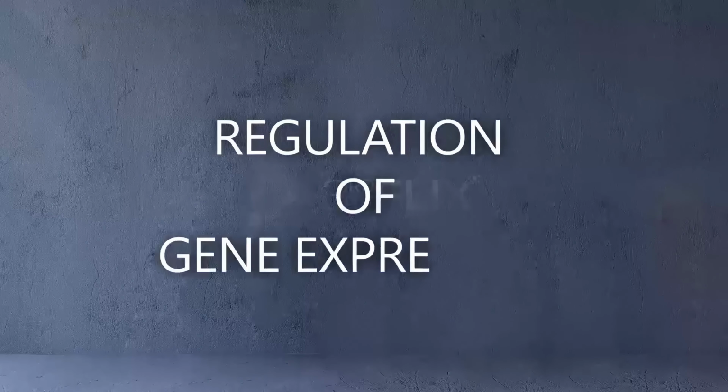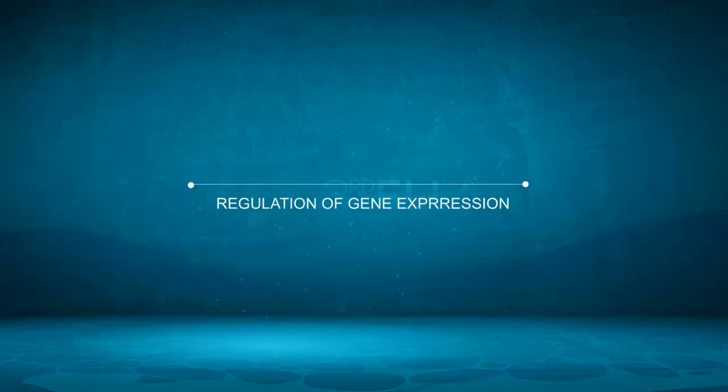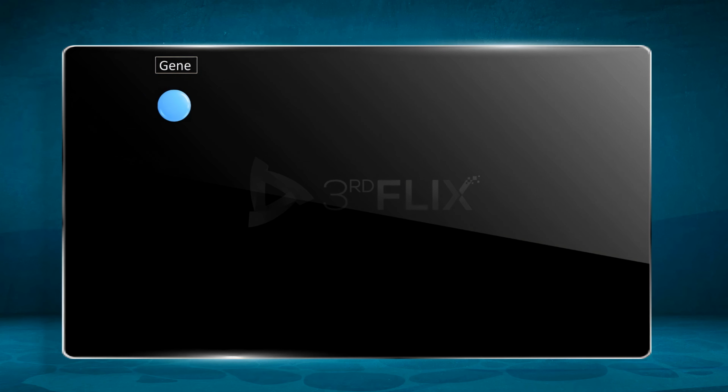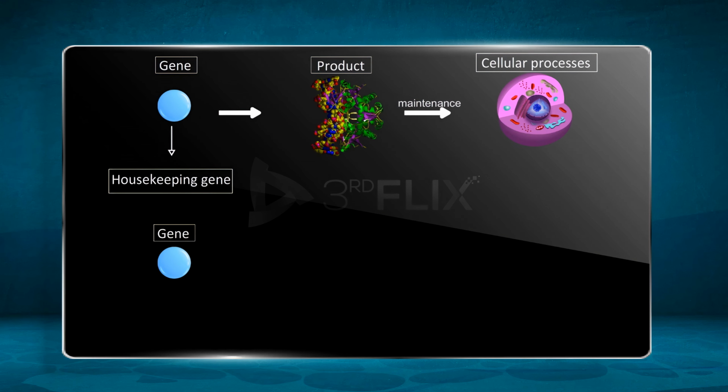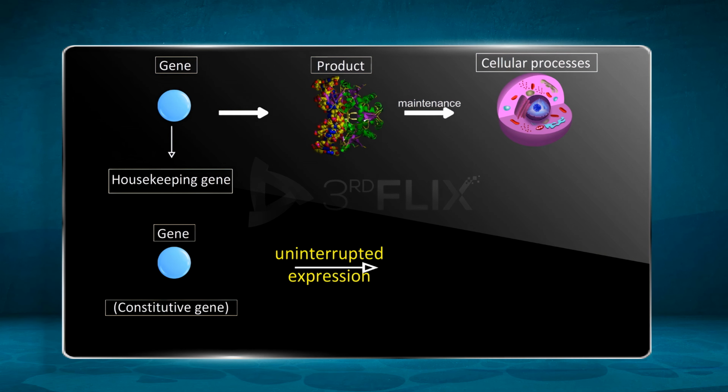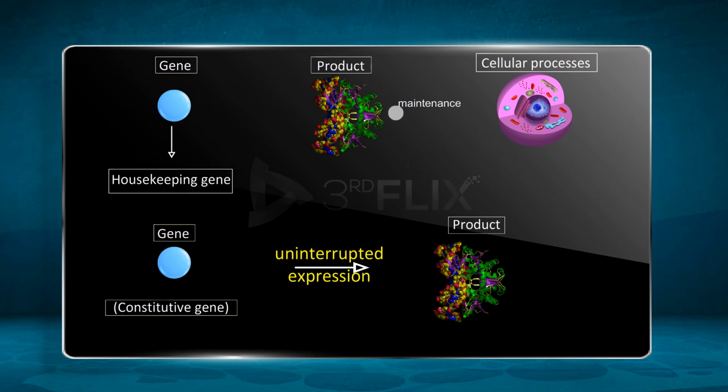Regulation of gene expression. A gene which encodes a product required for the maintenance of basic cellular processes is called a housekeeping gene. The gene is also called a constitutive gene, as it is an unregulated gene whose expression is uninterrupted.